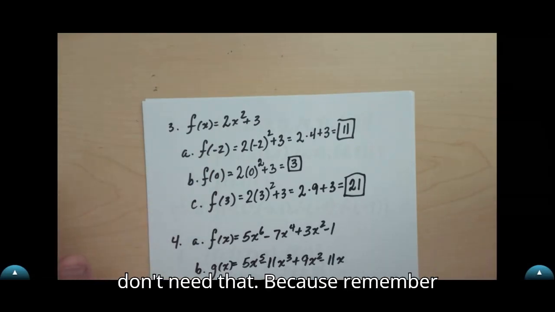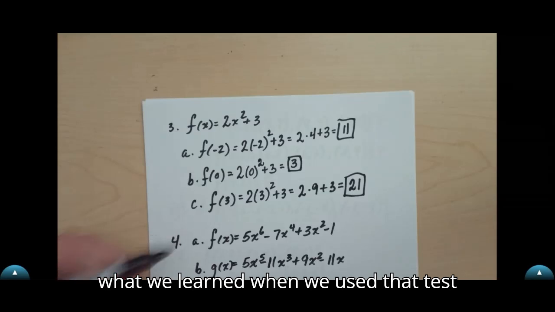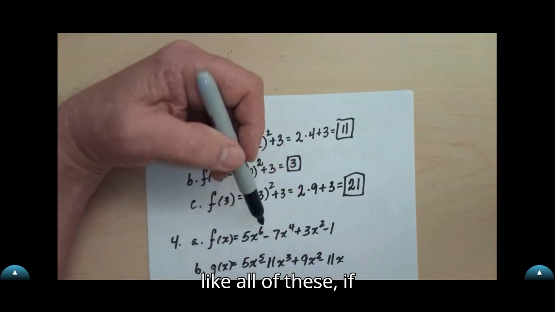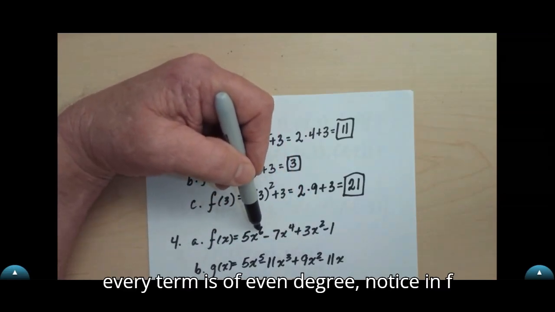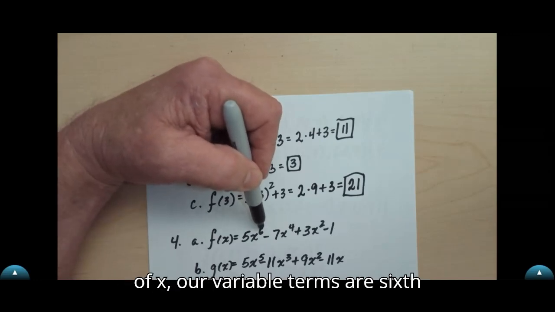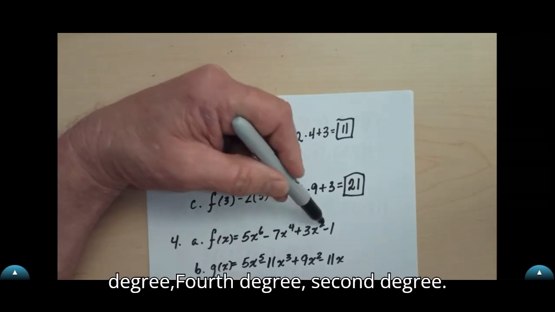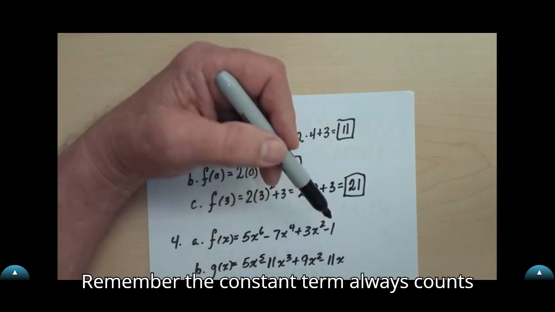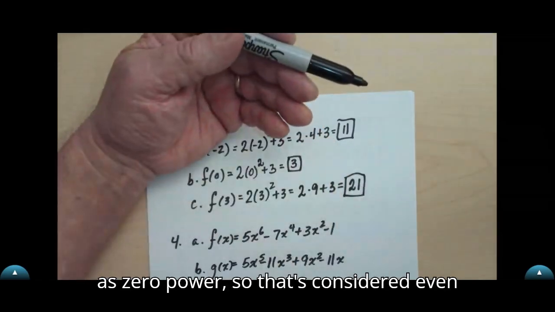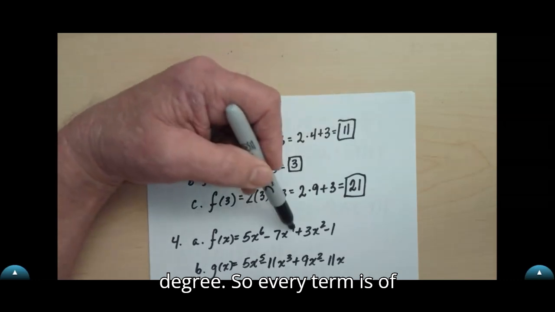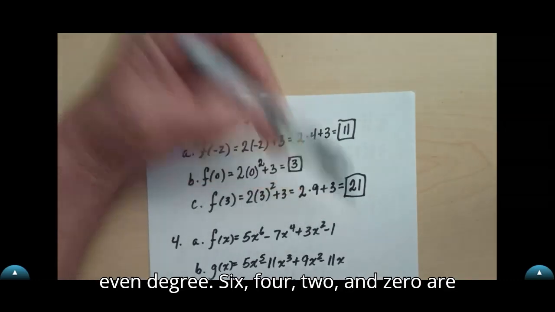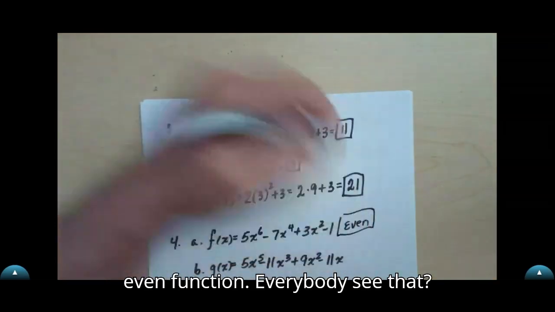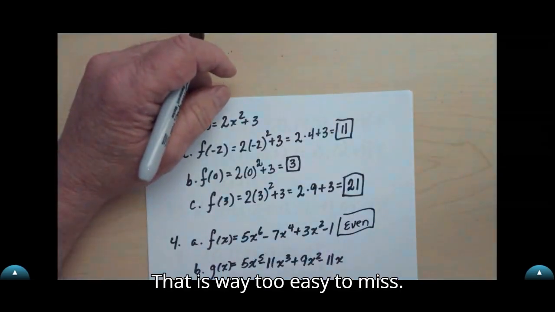We don't need that. Because remember what we learned when we used that test is, if you have a polynomial function like all of these, if every term is of even degree, notice in f of x, our variable terms are 6th degree, 4th degree, 2nd degree. 6th power, 4th power, 2nd power. Remember, the constant term always counts as 0 power, so that's considered even degree. So every term is of even degree. 6, 4, 2, and 0 are all even numbers. Then this is an even function. Everybody see that? That is way too easy to miss.